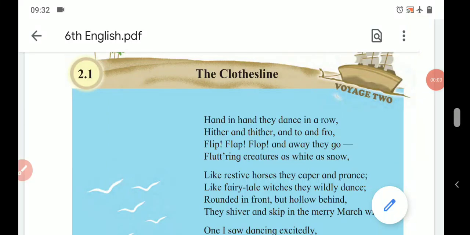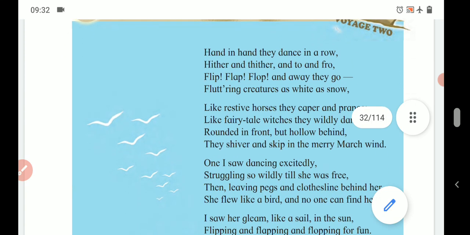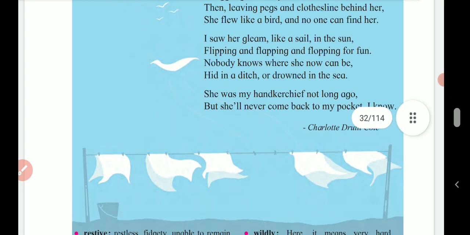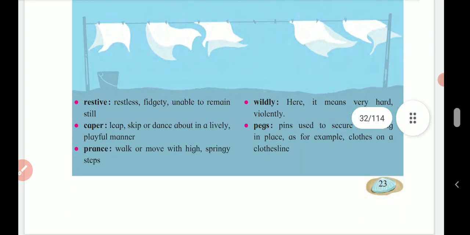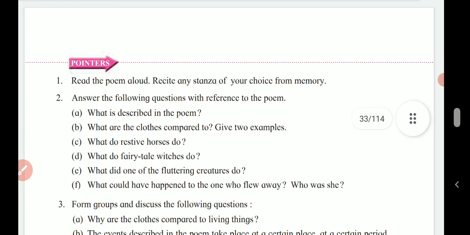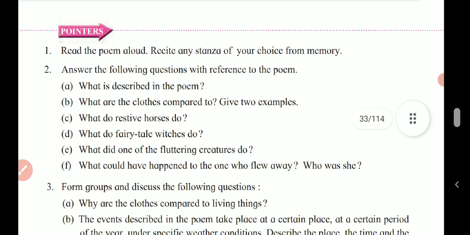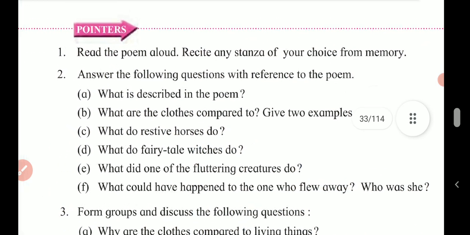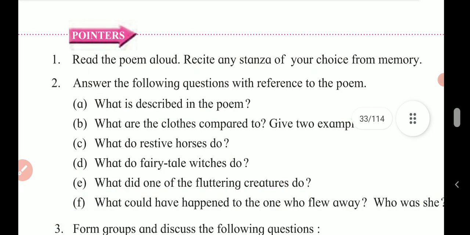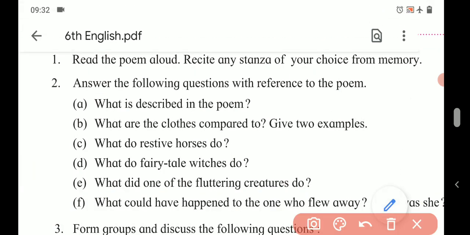Dear scholars, through the previous video, I have explained the poem The Clothesline. I hope you might have watched the video and understood the given explanation. Here, through this video, I am going to explain the activities given in the exercise or pointers based on this poem. Here we begin with the first.